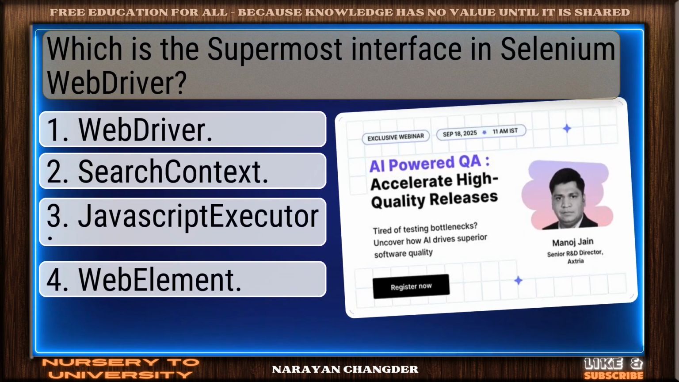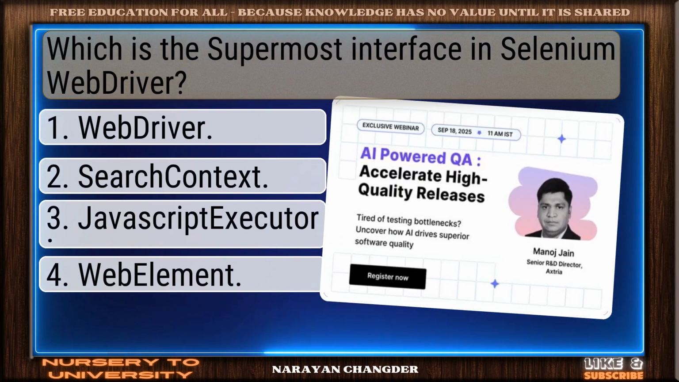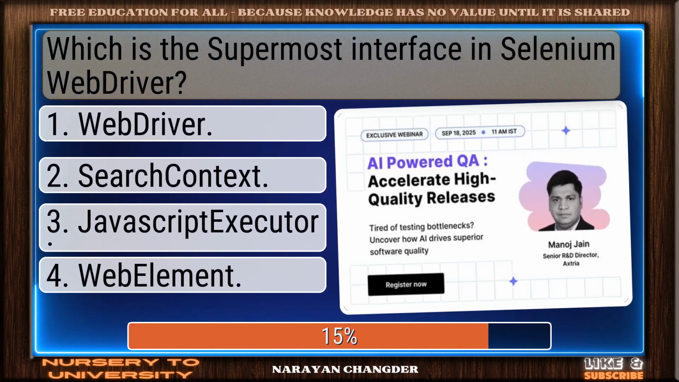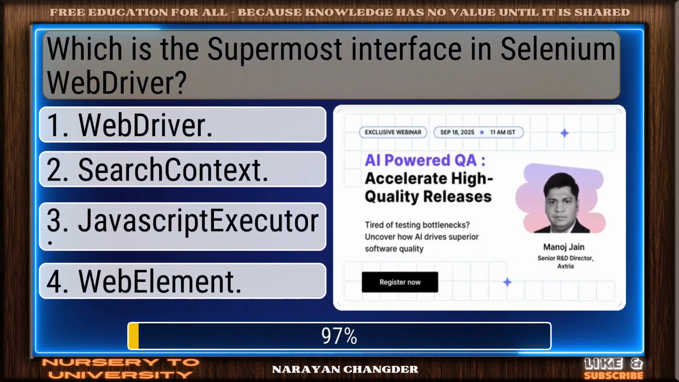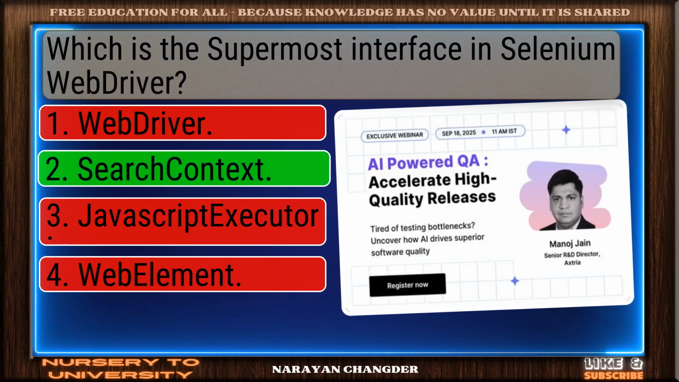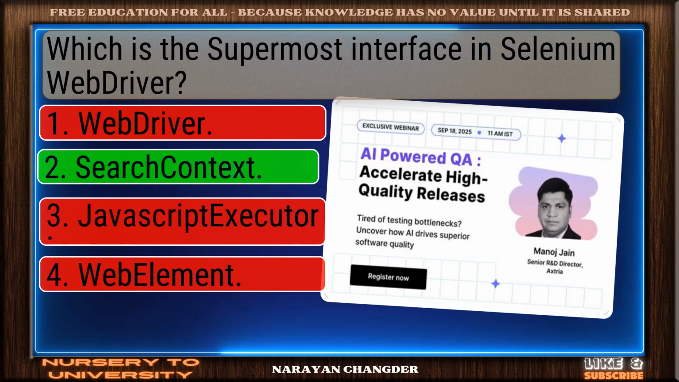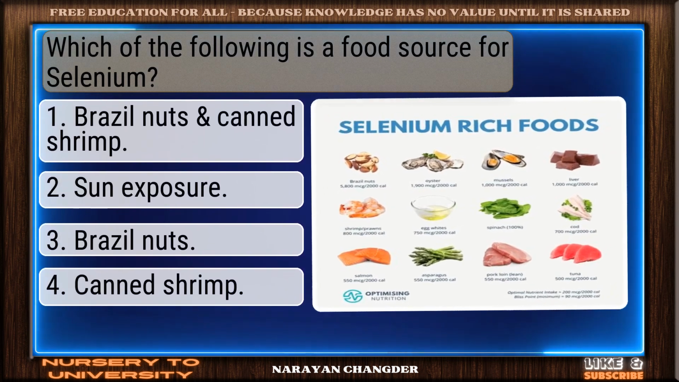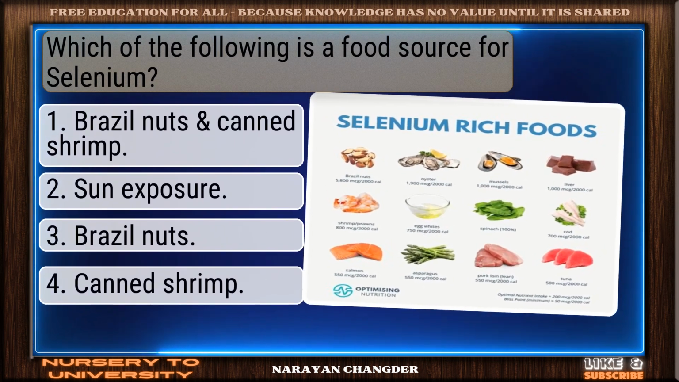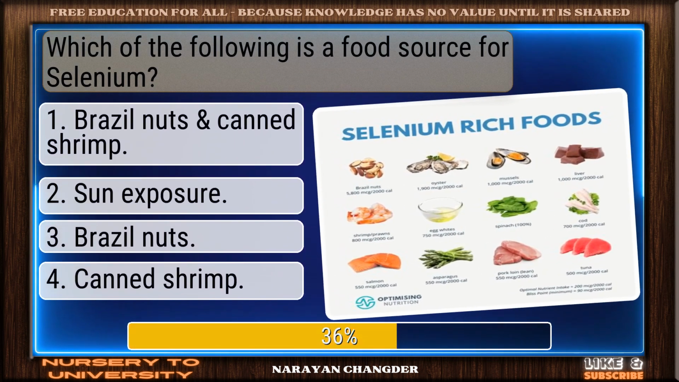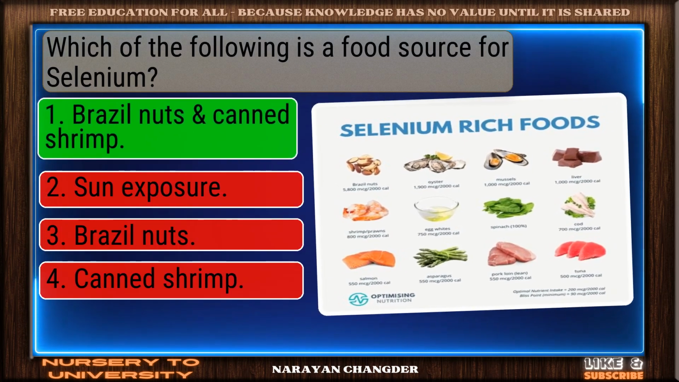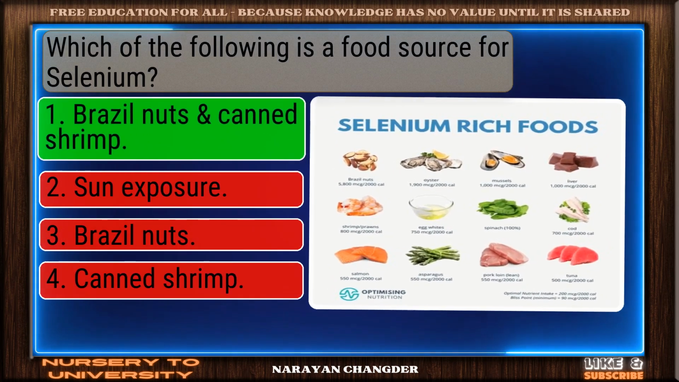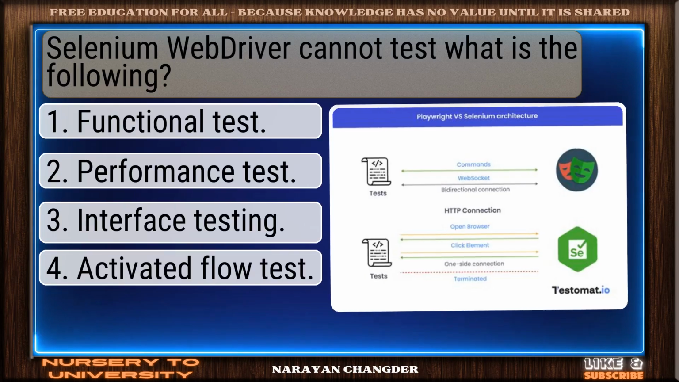Question number 35. Which is the supermost interface in Selenium WebDriver? Nice selection. SearchContext is the correct and valid answer. Question number 36. Which of the following is a food source for selenium? Valid point. Brazil nuts and canned shrimp is true.